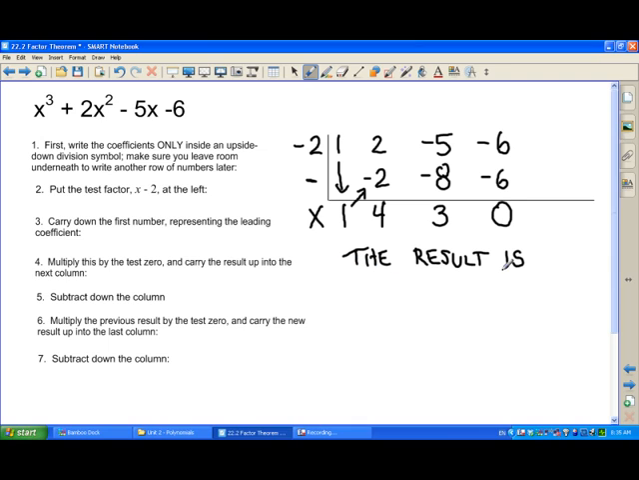To figure out the result, I look at the numbers in the bottom row of my table, and those numbers represent the coefficients of my terms. As well, when I'm dividing, I'm decreasing the degree of my polynomial by 1. So my original polynomial was degree 3. My polynomial, once I divide, would be degree 2. So the coefficient of my first term is 1, plus 4x, plus 3.